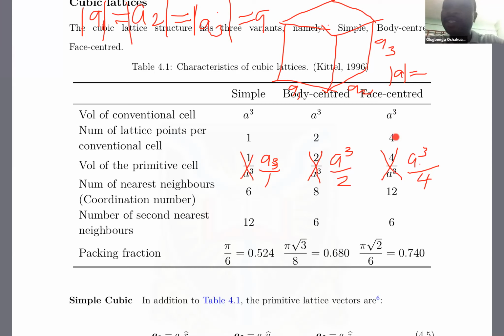So there is also another property, the number of nearest neighbors. That is 6, 8, 12. I'll be showing you this later on. If you take this point, for instance, and count the number of nearest neighbors, this is nearest neighbor 1, this is nearest neighbor 2, this is nearest neighbor 3. There should be another nearest neighbor here, 4, another here, 5, and another here, 6.